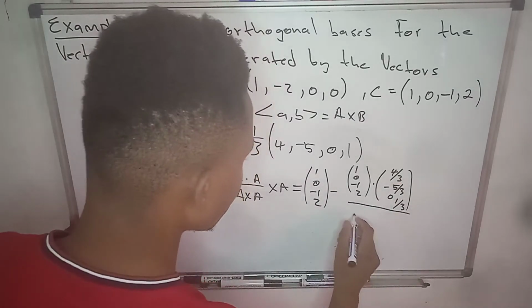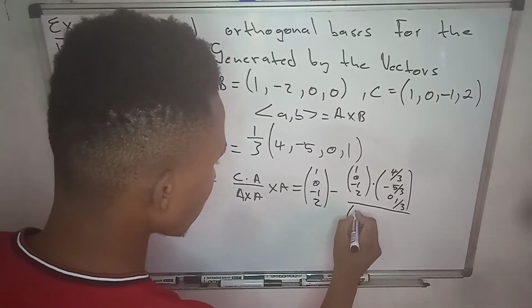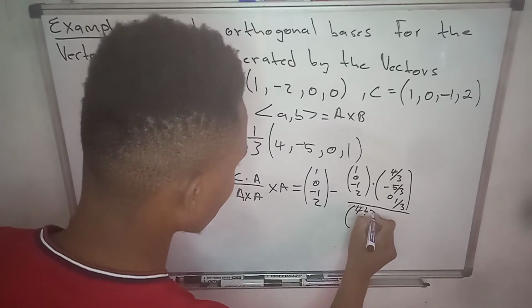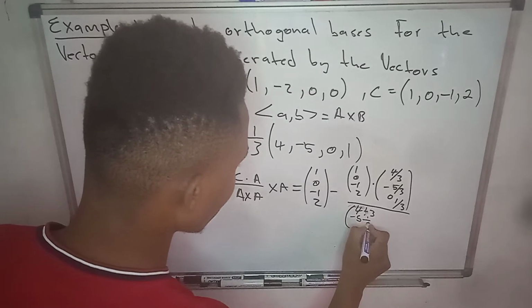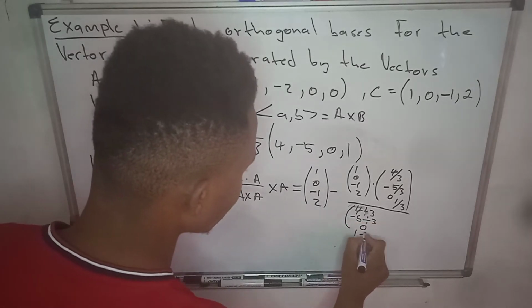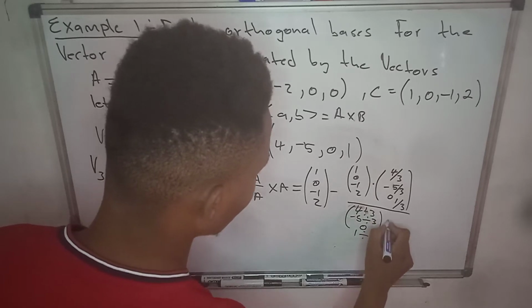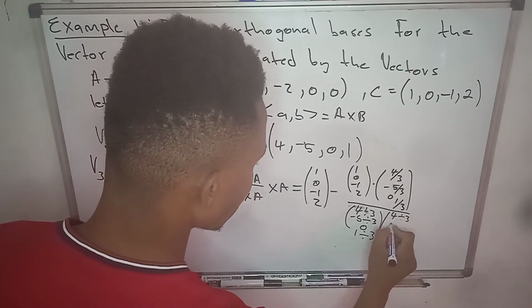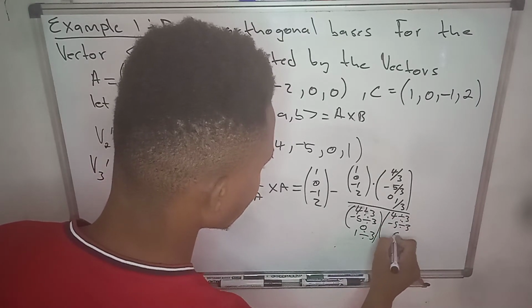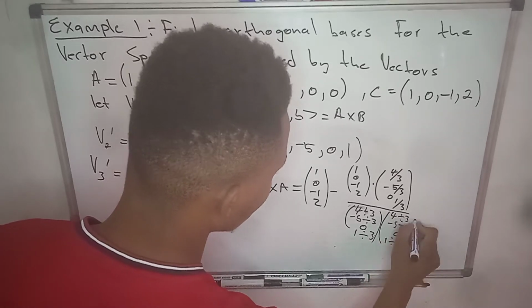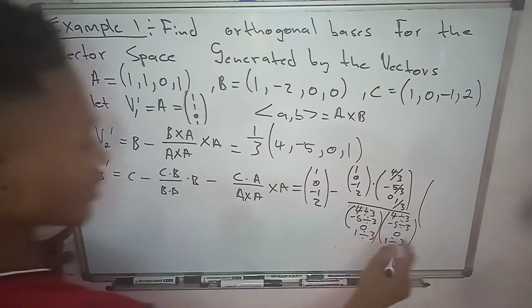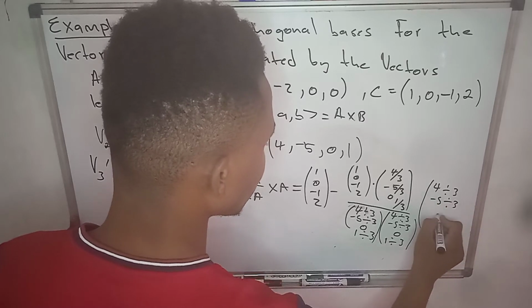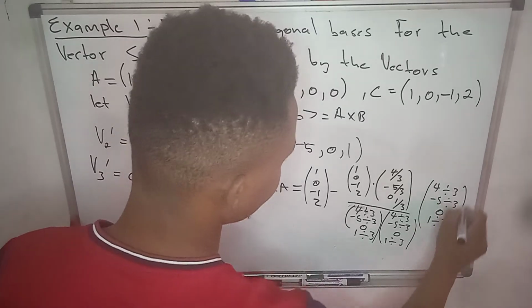And then we will divide by the same thing, which is 4 divided by 3, minus 5 divided by 3, 0, 1 divided by 3. I can just square it because it's 2 times. So it will be 4 divided by 3, minus 5 divided by 3, 0, 1 divided by 3. And then I also multiply by this thing, which is 4 divided by 3, minus 5 divided by 3, 0, 1 divided by 3.